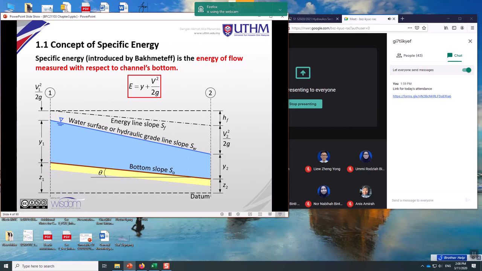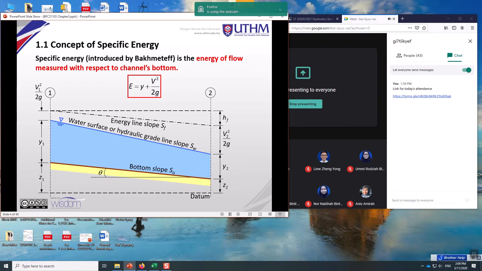Well, the title itself, concept of specific energy. Basically, it's chapter 3, it's supposed to be 3.1, but we start off with 1.1. What is specific energy? I know that in your fluid mechanics, you have learned about Bernoulli's theorem, where the total energy equals the head of pressure, head of velocity, and head of potential.